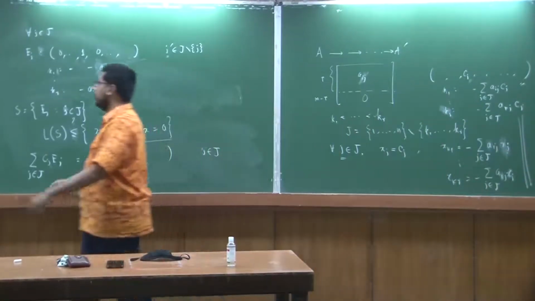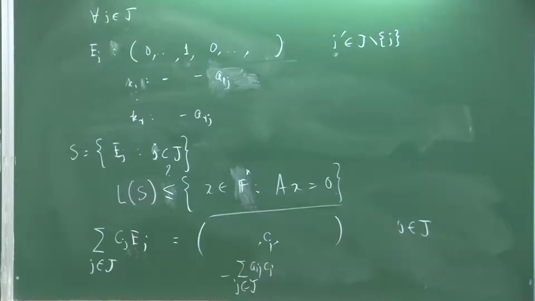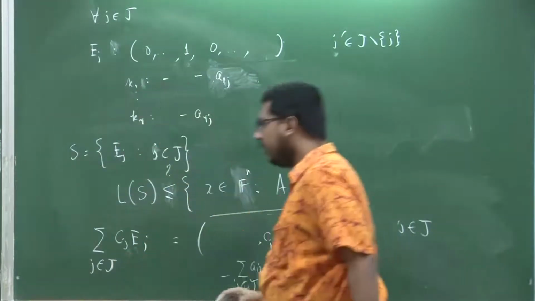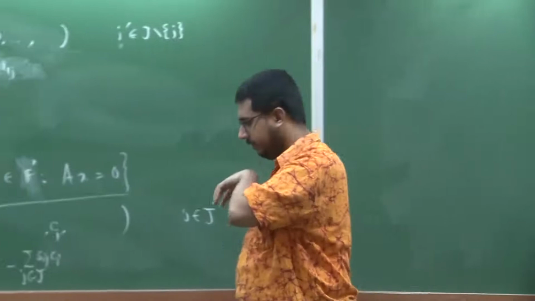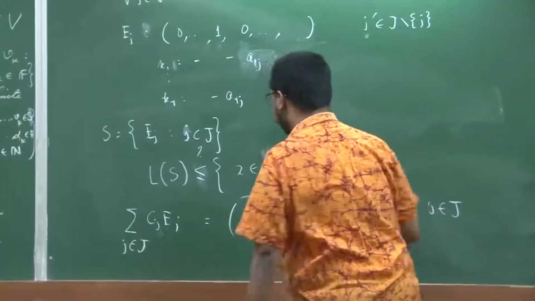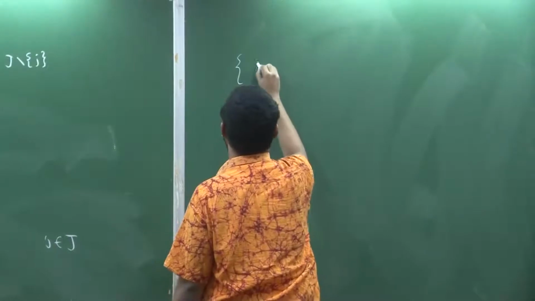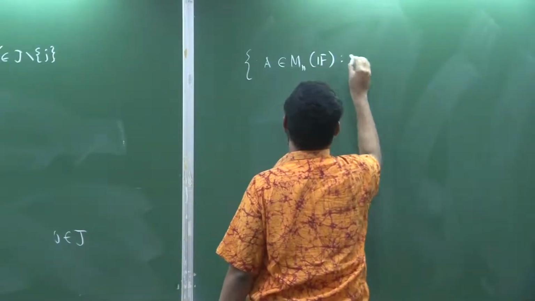Let us look at some other examples as well. So, let us take the space of all matrices having trace 0.